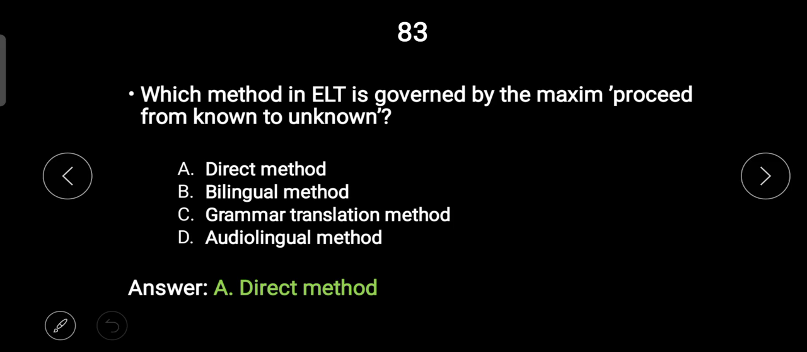When you use this direct method for teaching, you have to use only the target language. Okay, if you are teaching English, you have to use English only for communication. And the inductive method is used in the direct method. That is why we can say this is from known to unknown. That is inductive method. Okay.